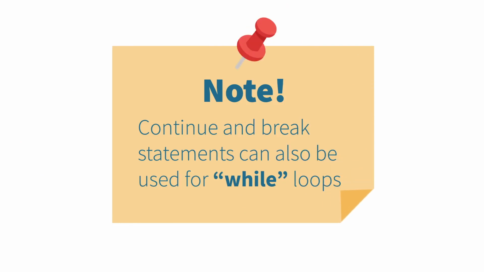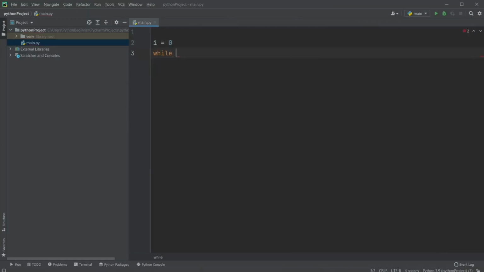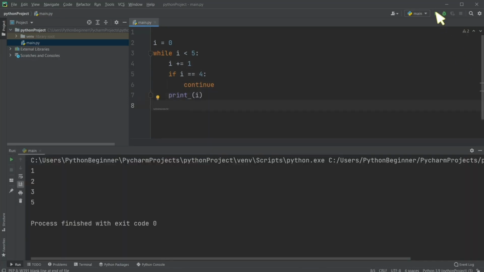Just like with the for loop, you can also use continue and break statements for while loops. Here's how to use the continue statement for the while loop. Suppose I is equal to 0. Let's set our condition to be if I is equal to 4, we will continue, like so. Just like when we used it on the for loops, using the continue statement will omit the specified number, which in this case is 4, and continue with the iteration.